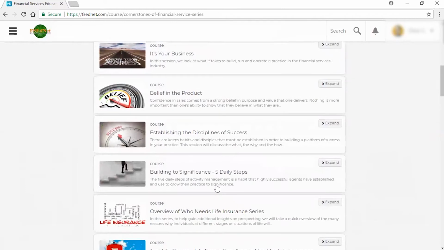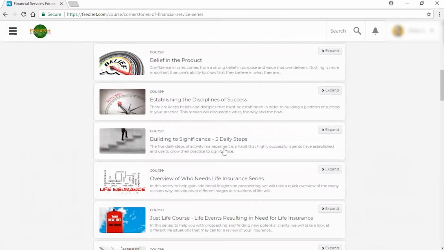Building to Significance, 5 Daily Habits, will focus on planning your work and working your plan. But more importantly, we will provide you with 5 specific daily steps in activity management that will provide a platform to take control of your business and not let things fall between the cracks.